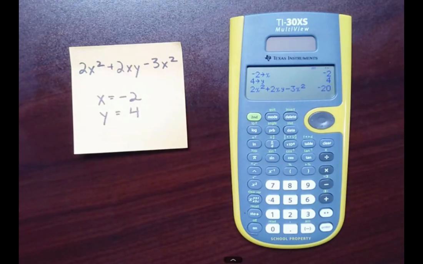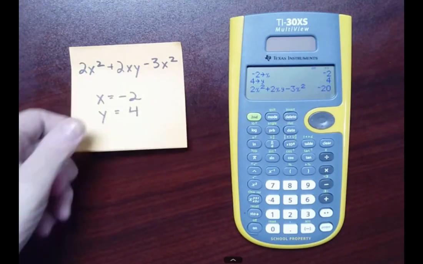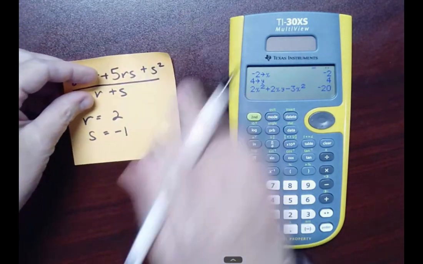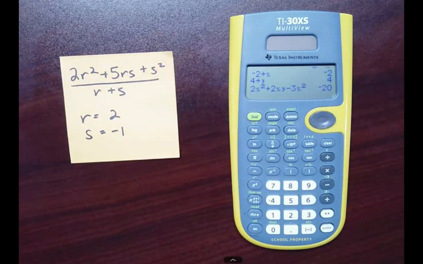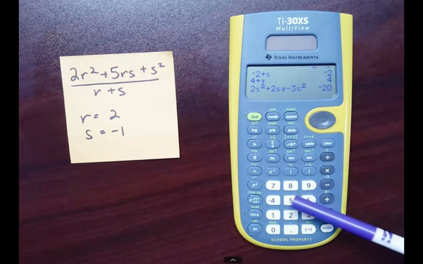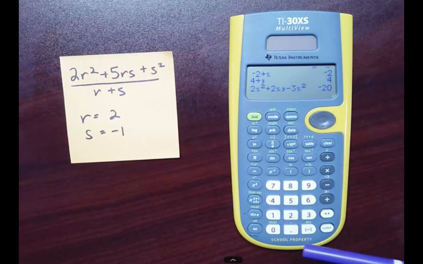Okay. Let's look at one other example with storing multiple variables. And this one, instead of an X and a Y, I have an R and an S. Oh no, my calculator doesn't have R and S. It just has X, Y, Z, T, A, B, and C. Is that a problem? It's not, because just as we did with one variable, I don't have to use R and S. I can use X and Y.